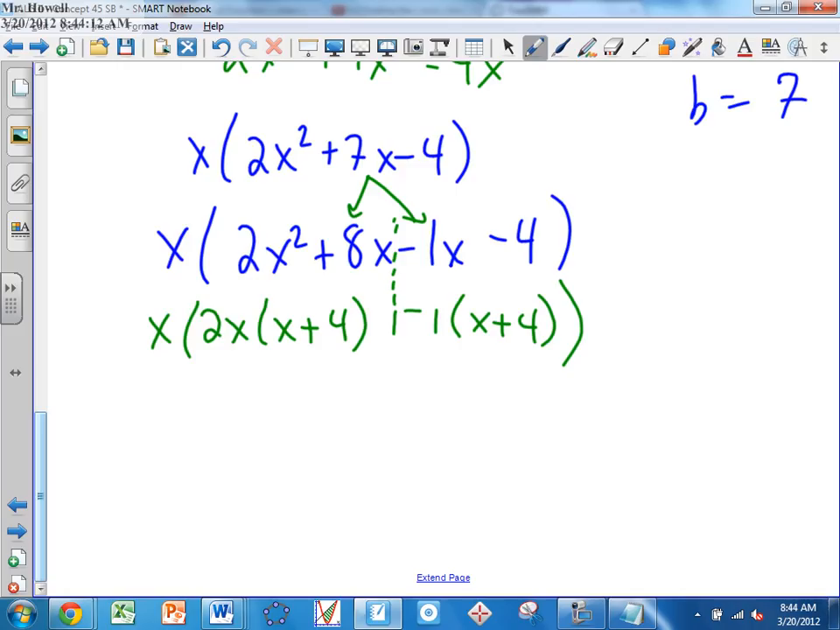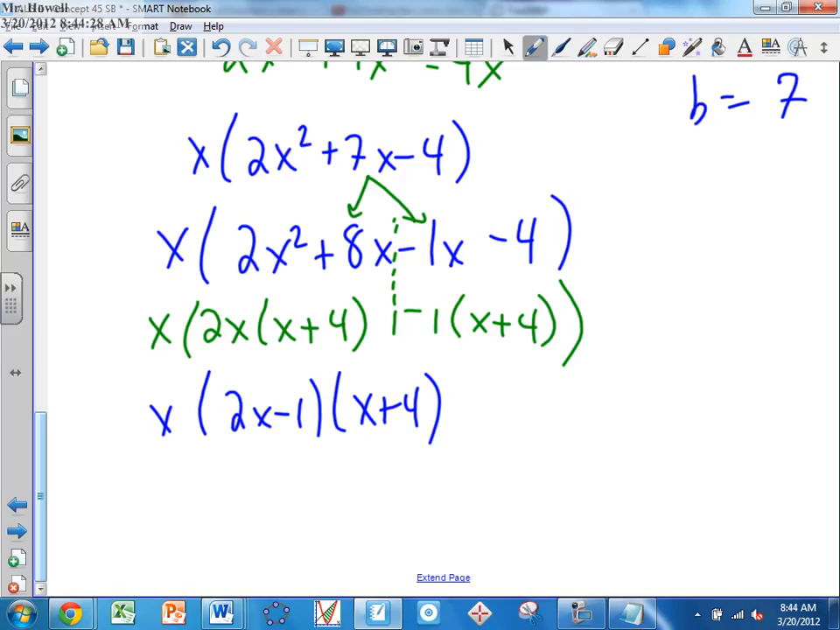Do we have to write it like that? I want the x plus 4 in both spots. What do you mean, John? How else would you write it? Well, your final answer needs to look like this. As long as your final answer looks like this, that's your final answer.